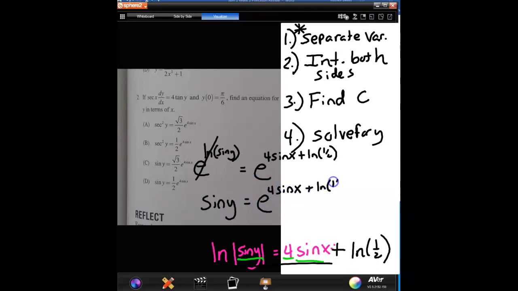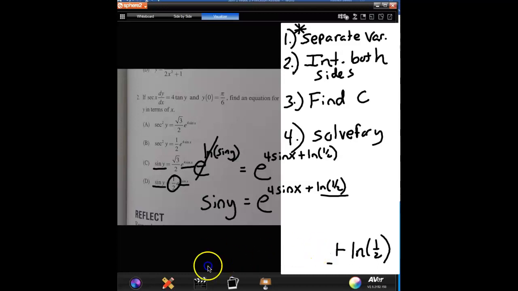All right, now what's our guess? Let's look at our options here. Sine y. I see e^4x. I see sine y. This one is a sine y and e^4x and a half. There's a half. Okay, so at this point, if I was doing a test, I'd say, oh, well, that's probably it. I'm just going to pick that, right? But I'll actually show you guys how you can get that.